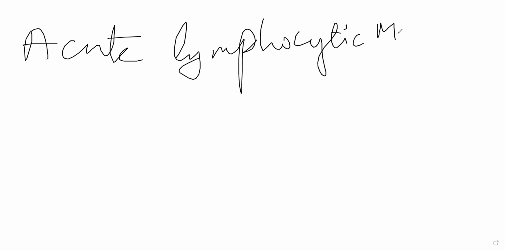Coming to the next one, acute lymphocytic meningitis. This is mainly because of viruses. This will mainly occur in children and in young adults. Now, there are several different types of viruses that can cause acute lymphocytic meningitis. This is also called acute viral meningitis.